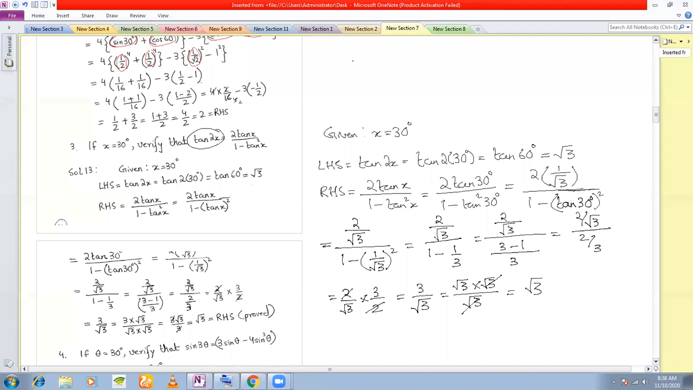So therefore, what you see is that the value of left hand side is equal to root 3, and the value of right hand side is also equal to root 3. So since left hand side equals right hand side, hence verified. Okay. So we stop here for today.